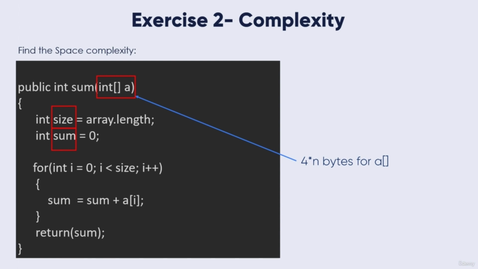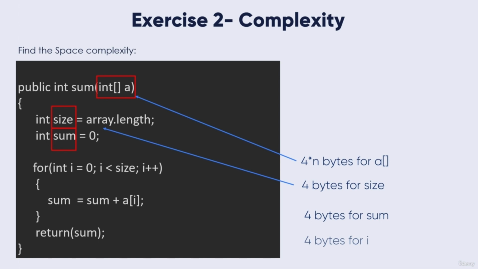We also have two integers, size and sum, that we are declaring. So int size is 4 bytes and sum is 4 bytes. Also, we have a variable, int i, declared inside the loop. So till now we have 4 bytes for the iterator i, 4 bytes for the sum, and 4 bytes for the size.